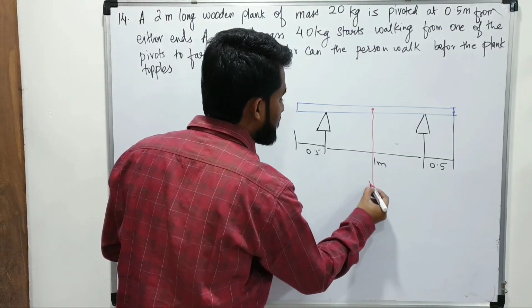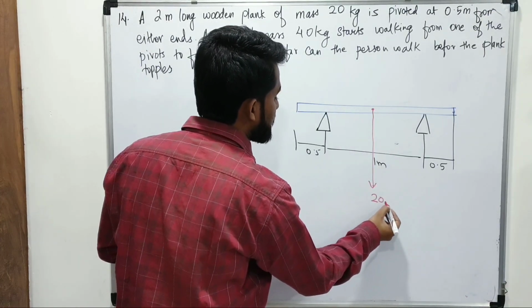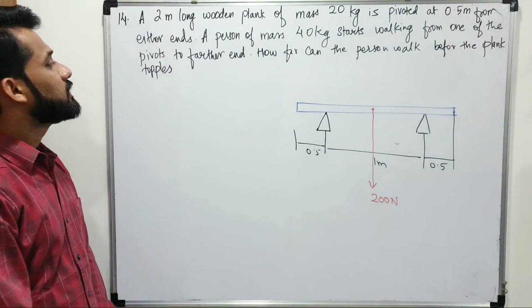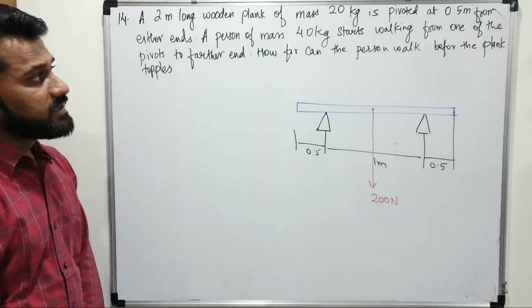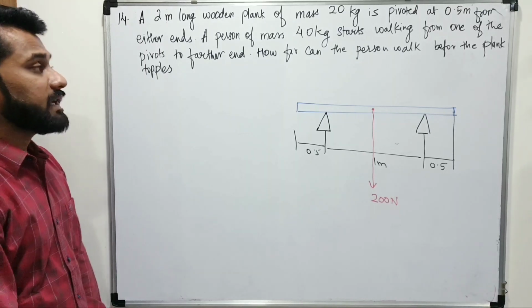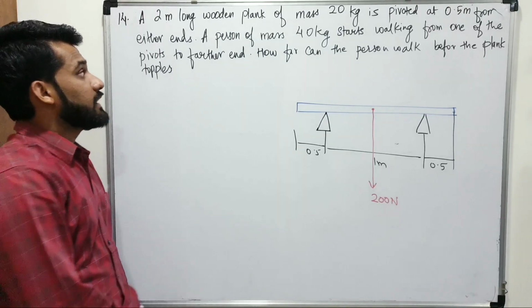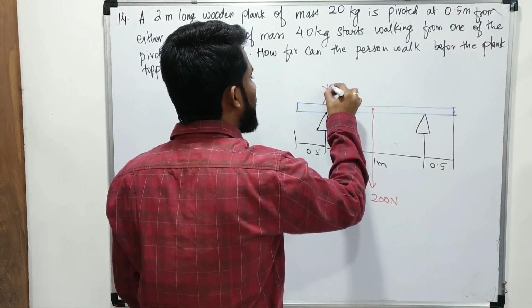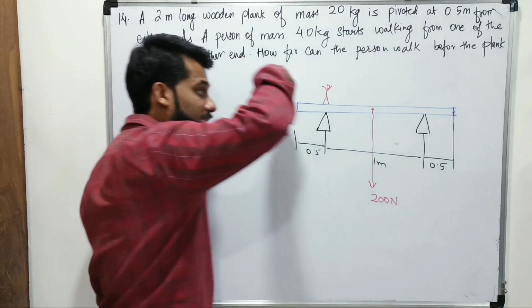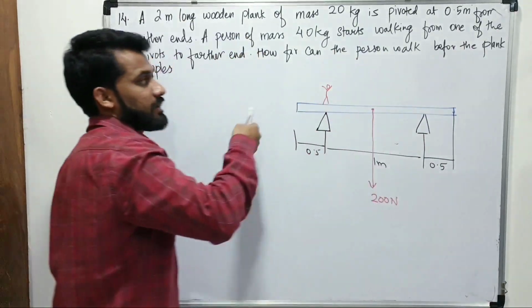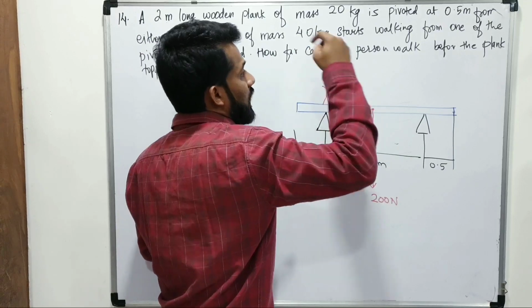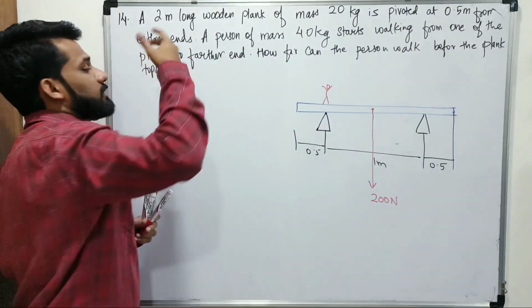So how much weight will act? 20 kg is 200 Newton. Right from the center it will act. A person of mass 40 kg starts walking from one of the pivots to the farther end. So suppose the person is standing over here and starts walking to the other end, not the closer one, the farther end. How far can the person walk before the plank topples?